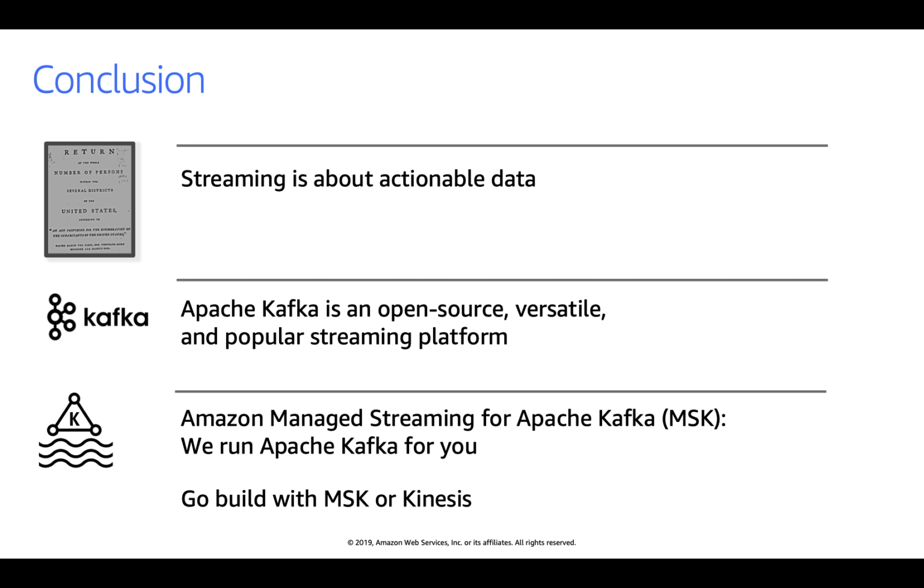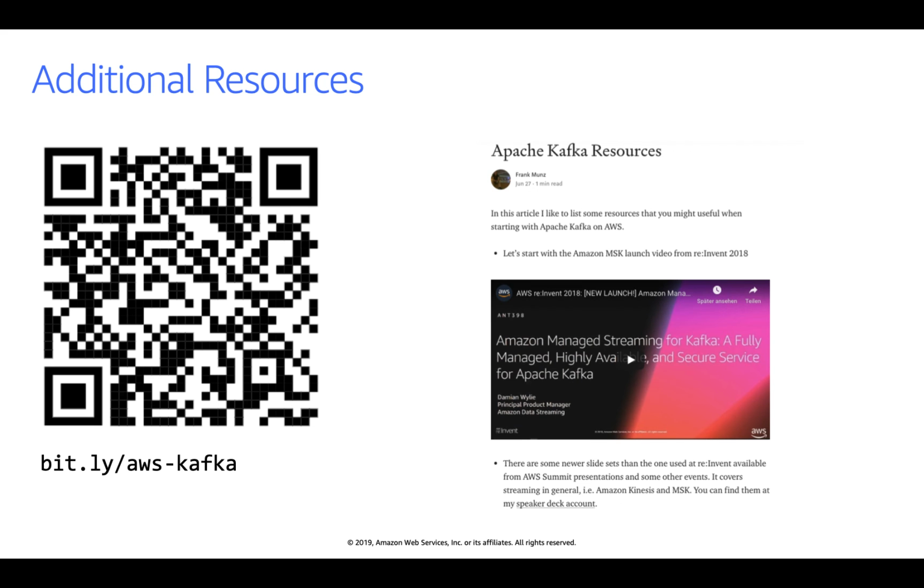Now go and build something awesome with MSK or Kinesis. To simplify your life a little bit, I created a list of resources with links and documents and videos. It also includes the Kafka Cat tool and how to install it on Amazon Linux. To get to those resources, just use the QR code or use the link underneath.